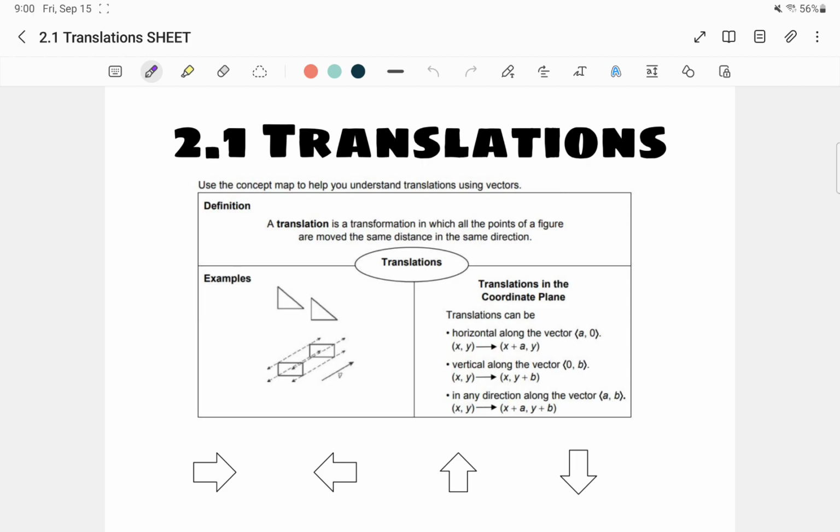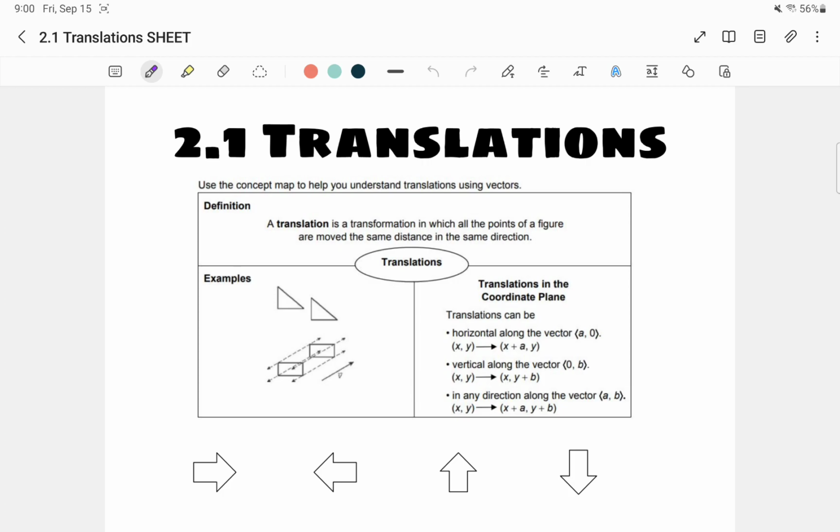So we're in a new unit, which is Transformations, and this lesson is going to be on translations, which is just moving the figure around the coordinate plane. According to this graphic organizer, it says a translation is a transformation in which all the points of a figure are moved the same distance in the same direction.